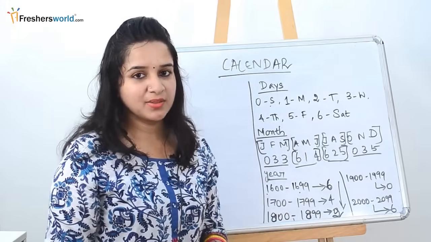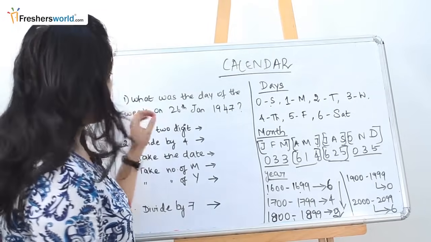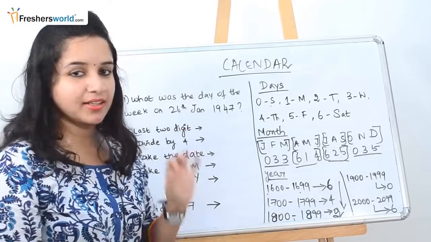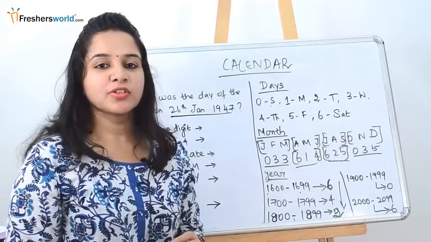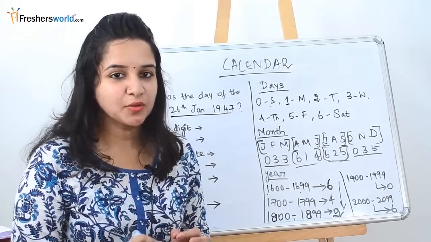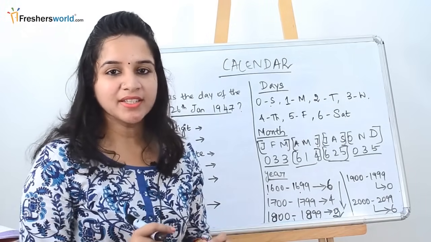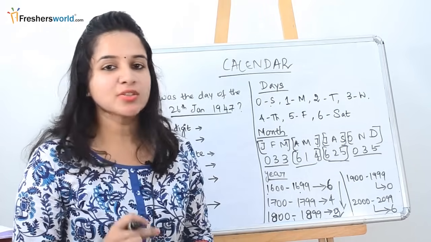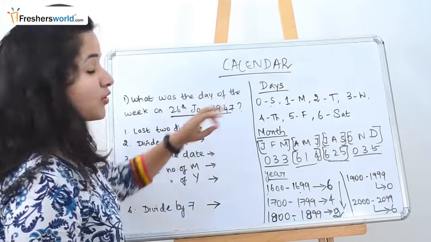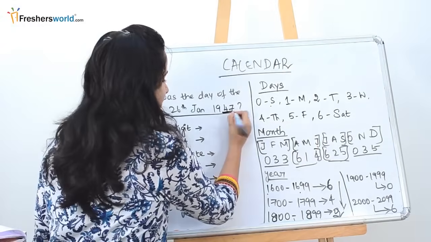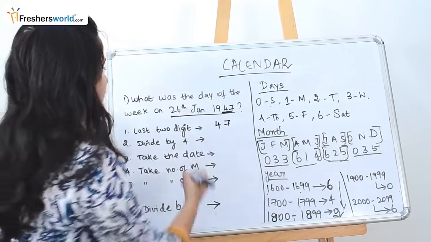So let's get started with a simple question now. The first question they have given is: what was the day of the week on 26th Jan 1947? There are basic 6 steps one needs to follow to answer this question. They are very simple steps. Once you understand the concept of these 6 steps, you can solve it within 15 seconds. First, take the last 2 digits of the year, which is 47. Next, divide it by 4. You have to divide 47 by 4.